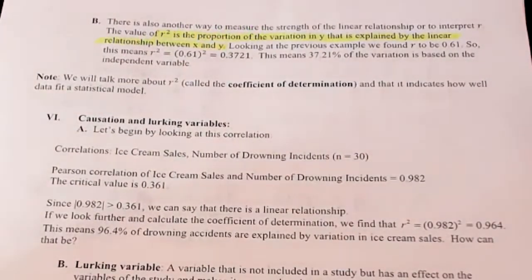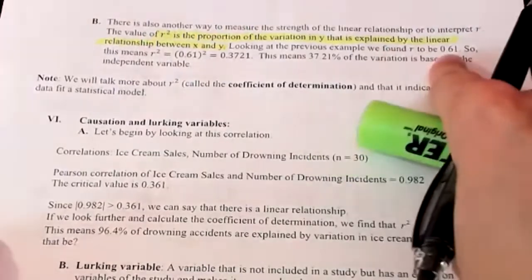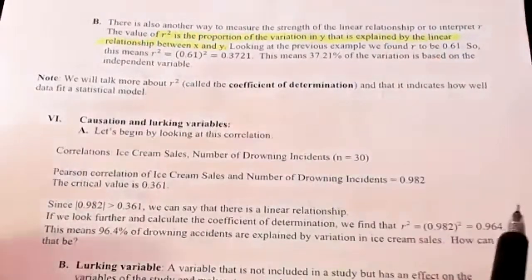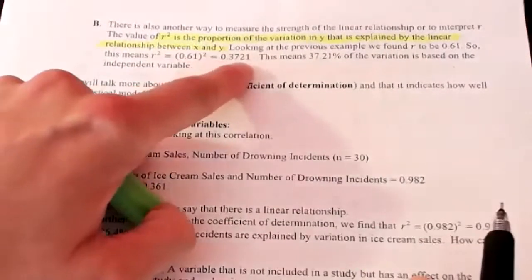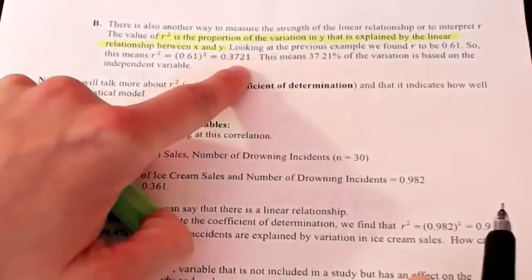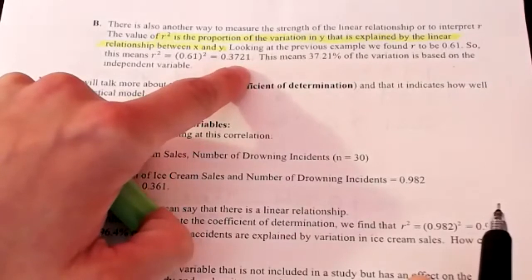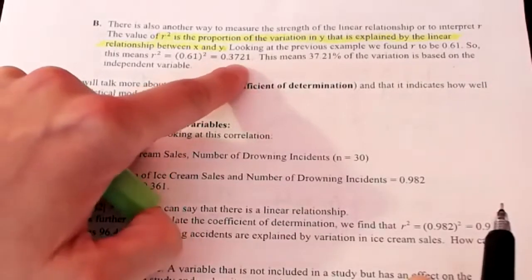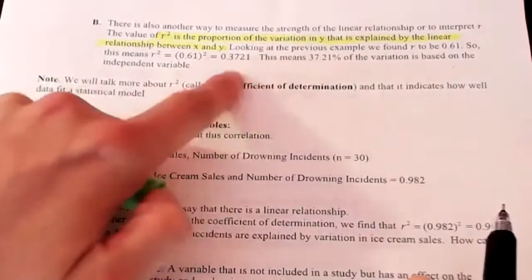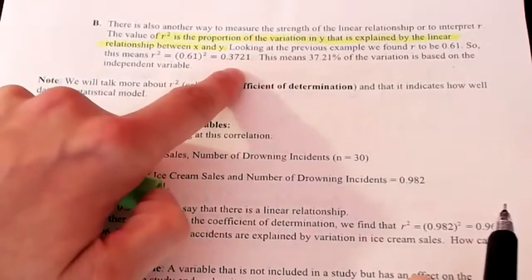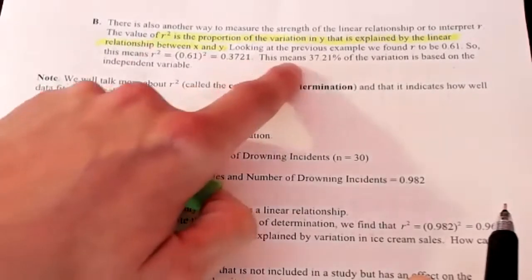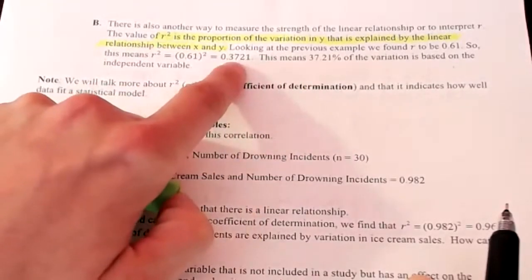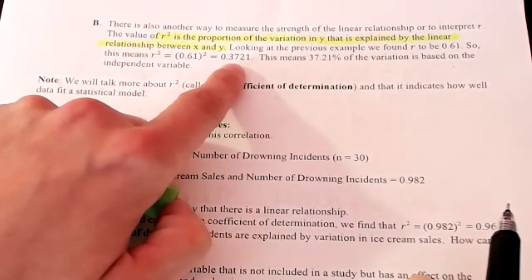Looking at the previous example, we found R to be 0.61. So this means R squared, or 0.61 squared, is 0.3721. Now check out this interpretation. You may have to reread this a couple times. When you take that Pearson correlation coefficient and you square it, so R squared, this means that 37.21%, you see how they turn that into a percentage?